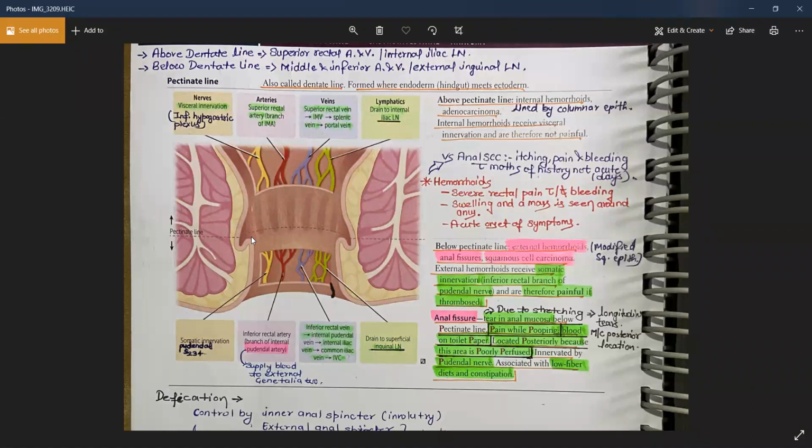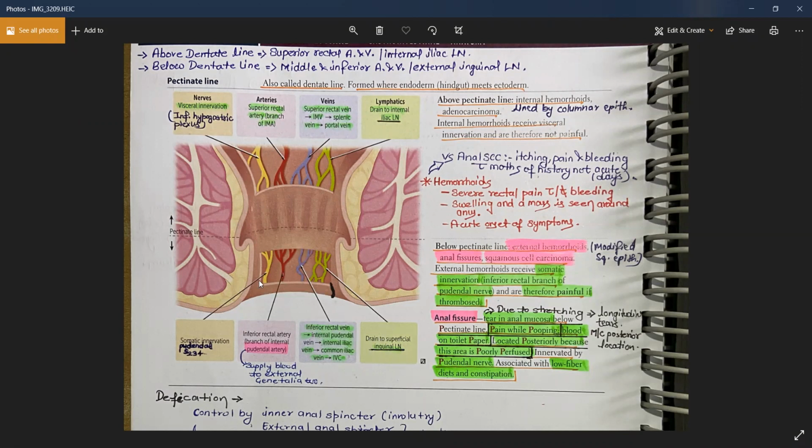Then below the pectinate line, you will have the somatic innervation, not the visceral, but the somatic innervation, which is by the pudendal nerve, supplied by the roots S2, S3, and S4. For the artery, it would be the inferior rectal artery, vein, inferior rectal vein. And the lymph nodes will be the inguinal lymph nodes, superficial inguinal lymph nodes.